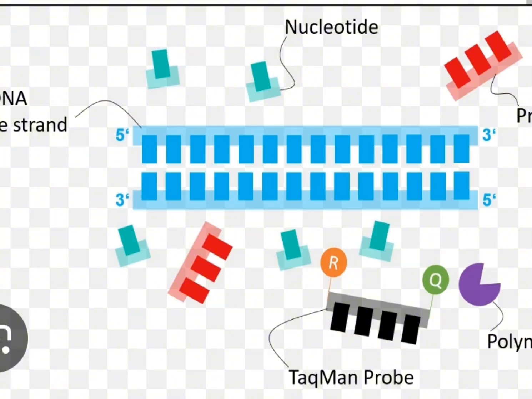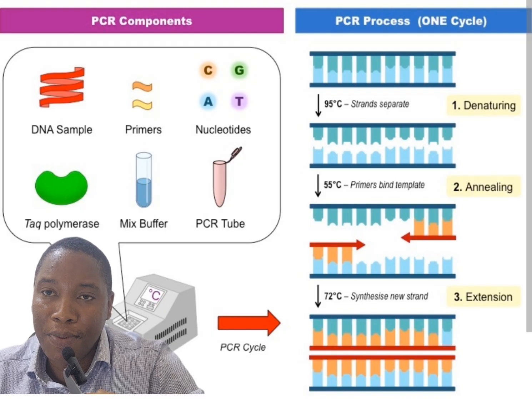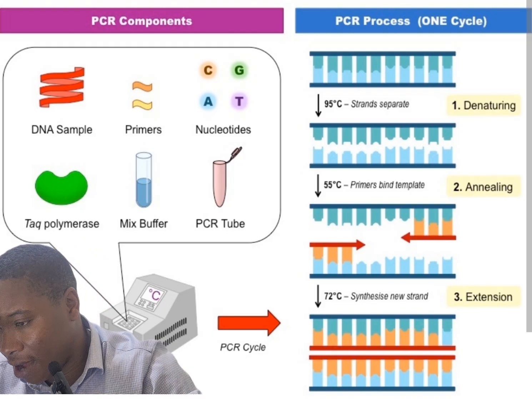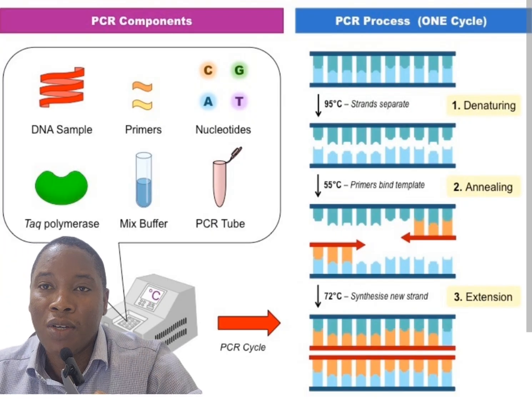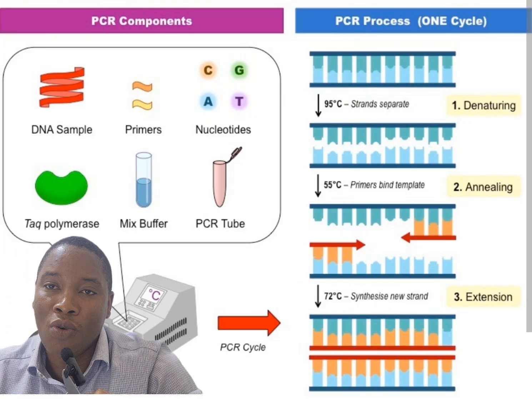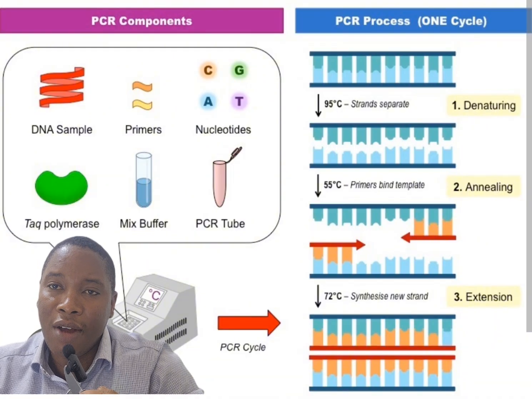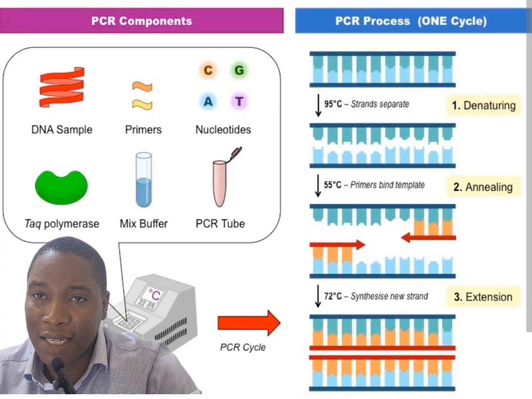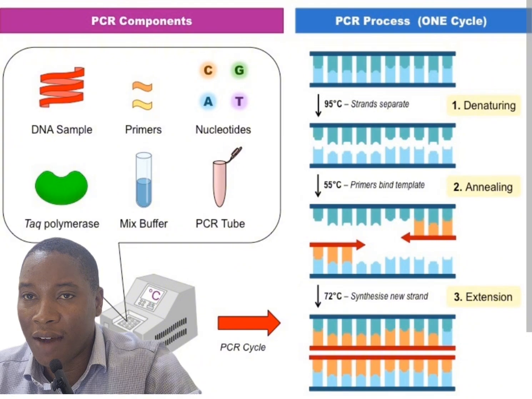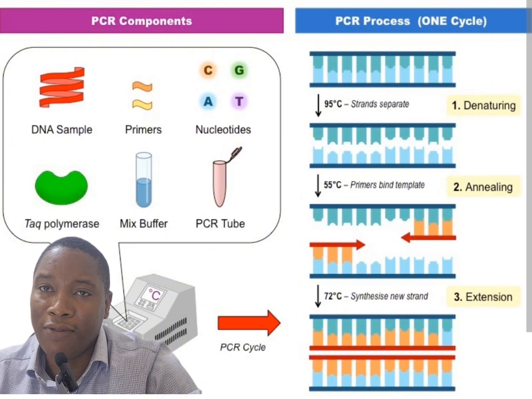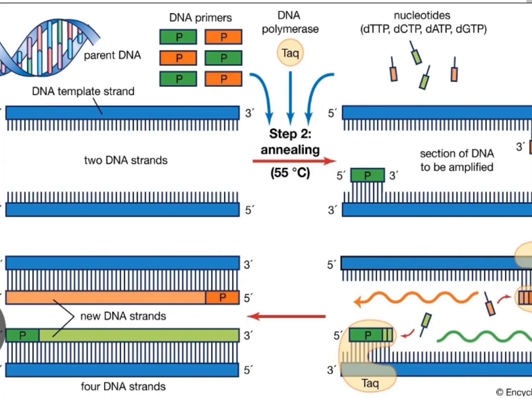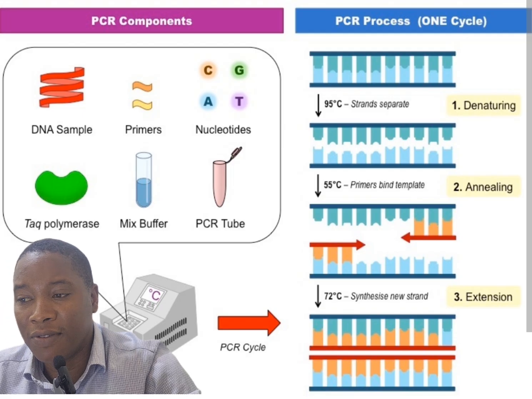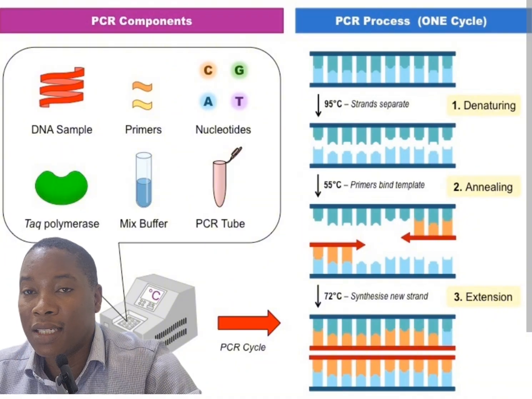You also have a buffer solution to make sure that there's no change in pH, and then you have essential cofactors like magnesium 2 plus, magnesium ions. They act as cofactors, trying to make sure that the reaction goes well. So this is what happens when you do your conventional PCR. And in the conventional PCR, you have, like I said, denaturing, annealing, and extension, and they all occur at different temperatures. Denaturing occurs between 94 and 98 degrees. Annealing occurs between 50 and 56, and then extension occurs at 72 degrees.